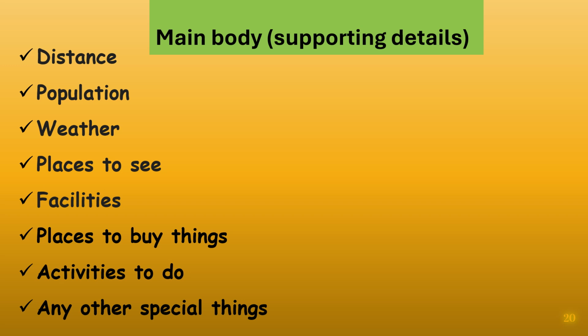Now, in the main body paragraph, in the supporting details, you will write about distance, population, weather, places to see, and the facilities. You can also mention places from where you buy things, because not all places have shopping malls. So you can include, like, if I want to buy this, I buy from this shop, all those things can be included. And activities to do, what activities people can do, you can also add this. And finally, if there is anything special in that place, you can include it in the main body details.